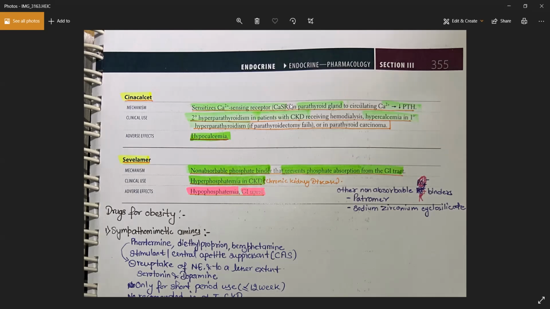And what kind of sensing receptor is it? Voltage gated or G protein coupled? GPCR. Exactly. Don't forget that. So basically, it is present on the parathyroid gland. Whenever you give the patient this drug, it will sensitize the calcium sensing receptor and it will inhibit the PTH.